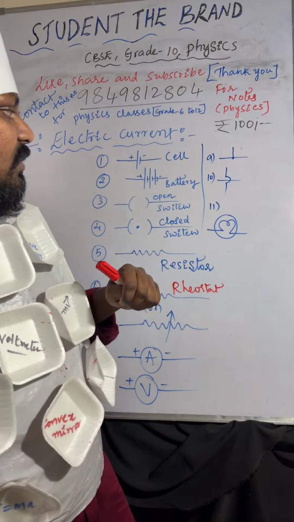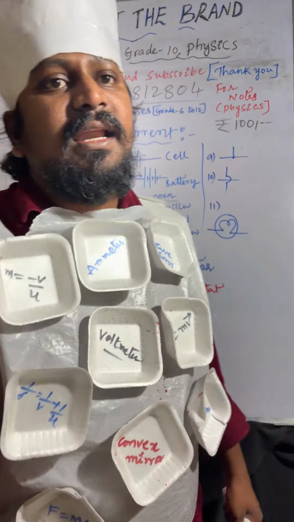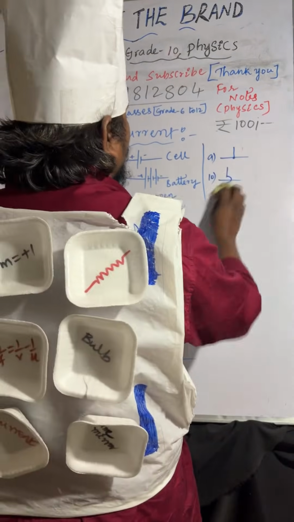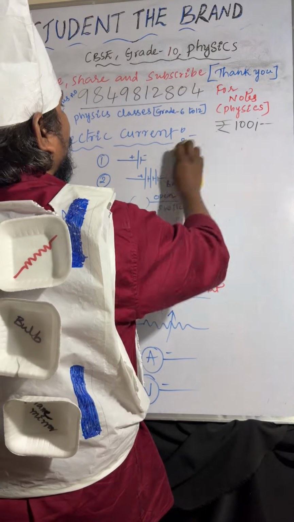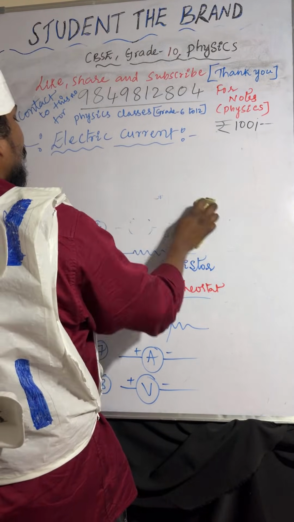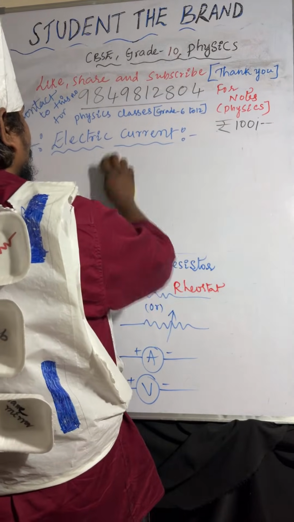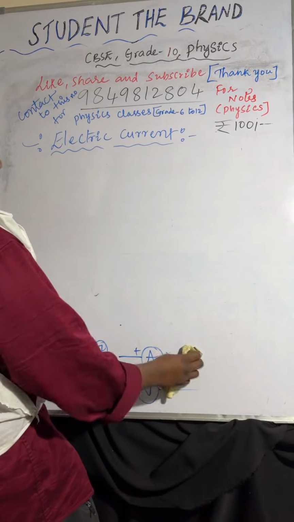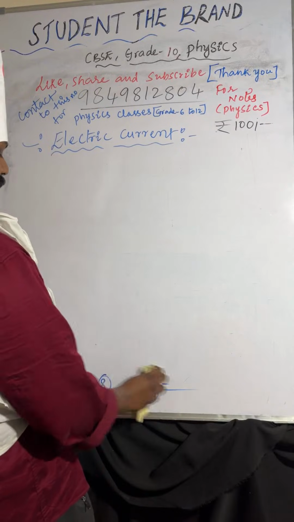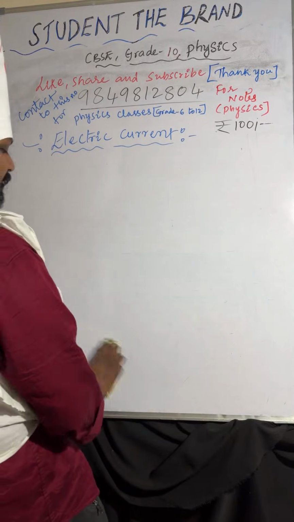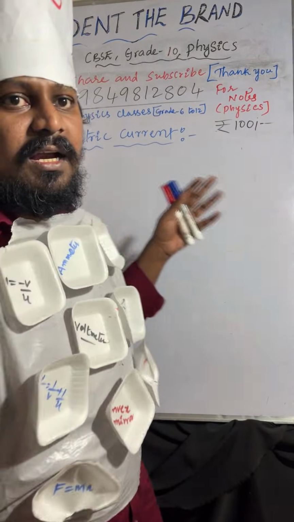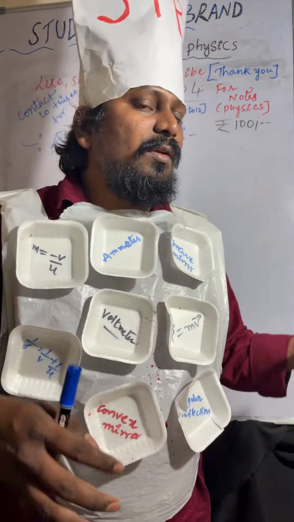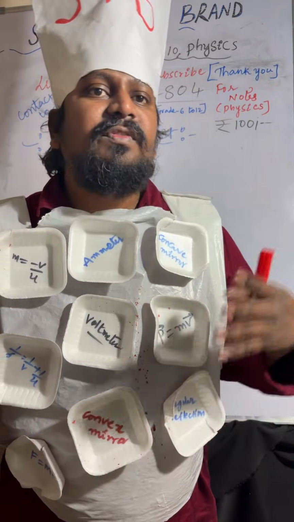Next one, wire joining and wire crossing, and the bulb. So we discussed them. Next, we will discuss the electric circuit. Okay, let's start with the electric circuit. An electric circuit is nothing but a closed and continuous path of an electric current. A closed and continuous path of an electric current is known as an electric circuit.